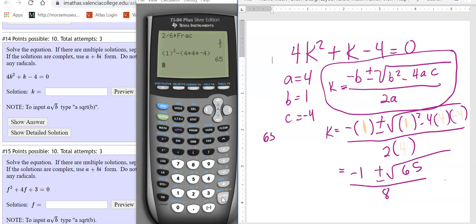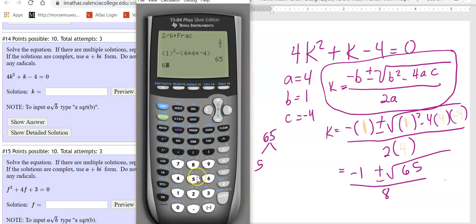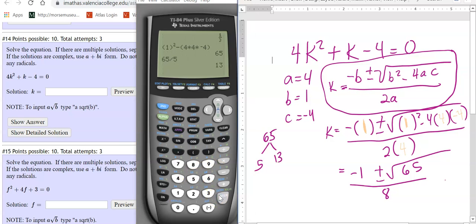So I'm going to come over here and make myself a little tree. And if I use the calculator, I can help myself. 65 divided by 5 is 13. Wow, so 65 is simplified. It can't go any farther. And so my answer is what I see here.